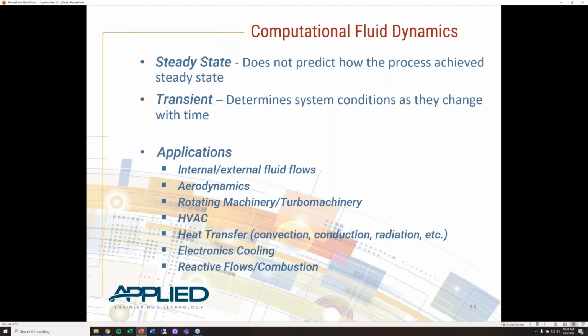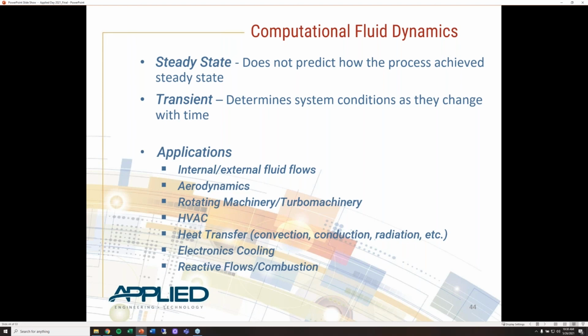Again, the steady state, we're not really predicting how the process achieves the steady state. We're just solving for the steady state conditions. And then the transient analysis, we're solving as all those conditions change with time, and we're capturing all that data. Applications to this are vast. Things like internal and external fluid flows, aerodynamics, rotating machinery and turbomachinery, HVAC, heat transfer.